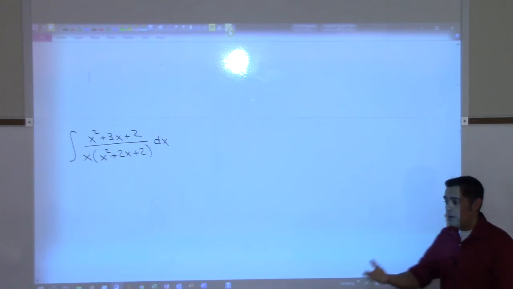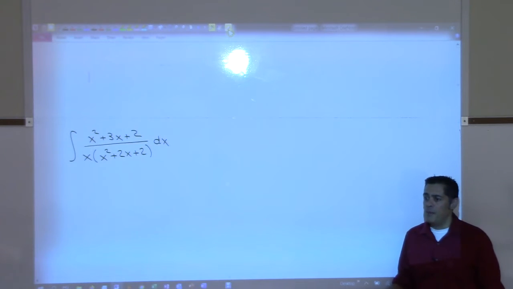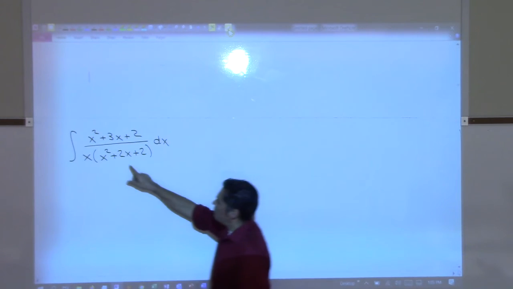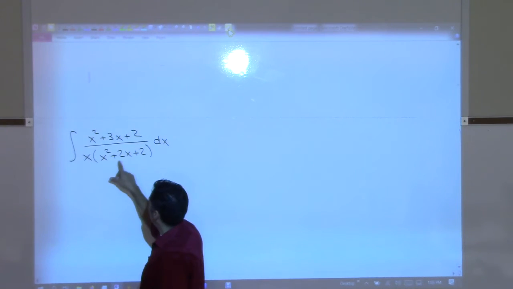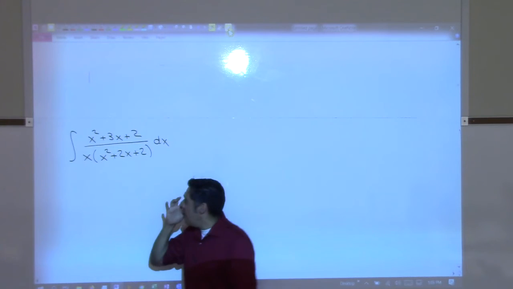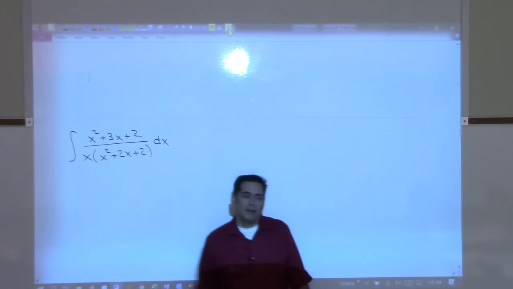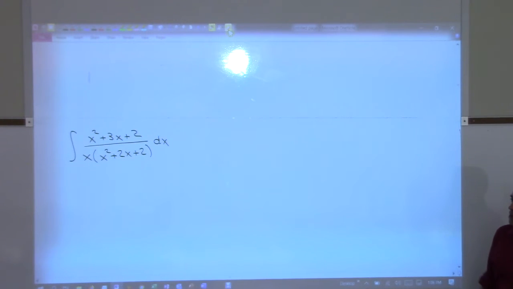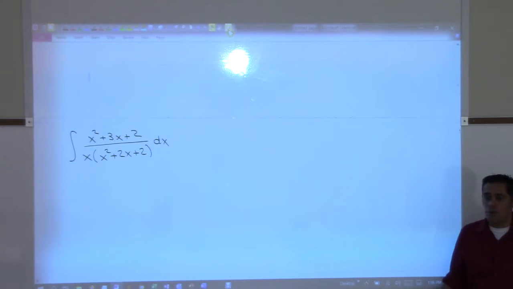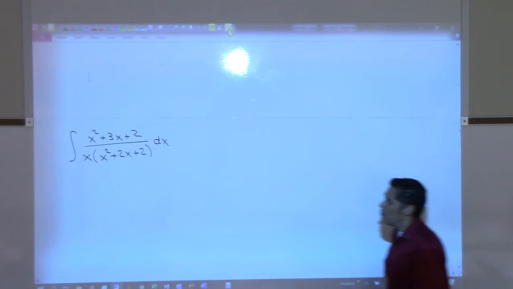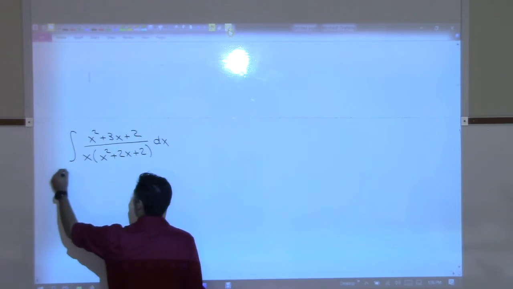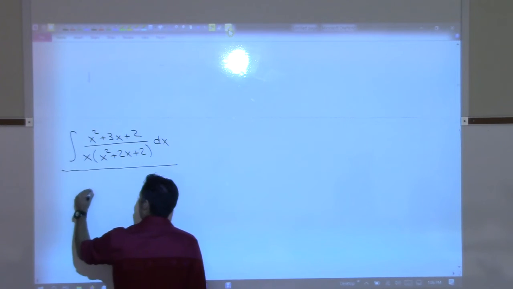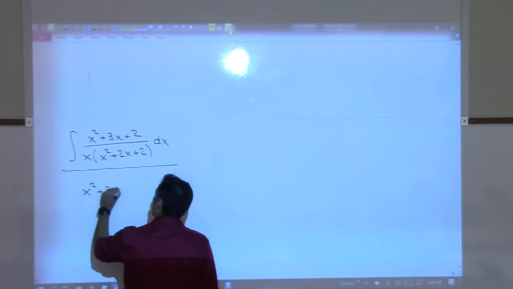So the next step would be to try and factor the denominator. Now it's already factored in terms of an x has been factored out. We just need to see, can we factor that trinomial right there? And it does not factor, right? So we're kind of there now. We're at the point where we have to come up with how can we rewrite this. So we're stopping the integral for now. We're going to try and do our partial fraction decomposition.